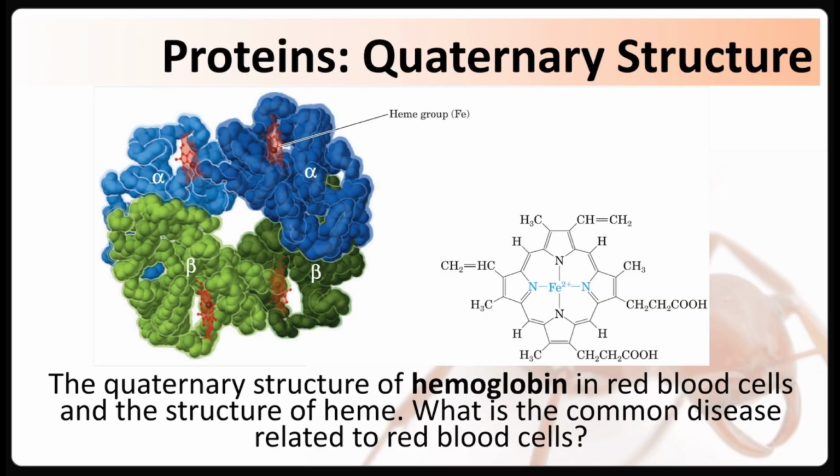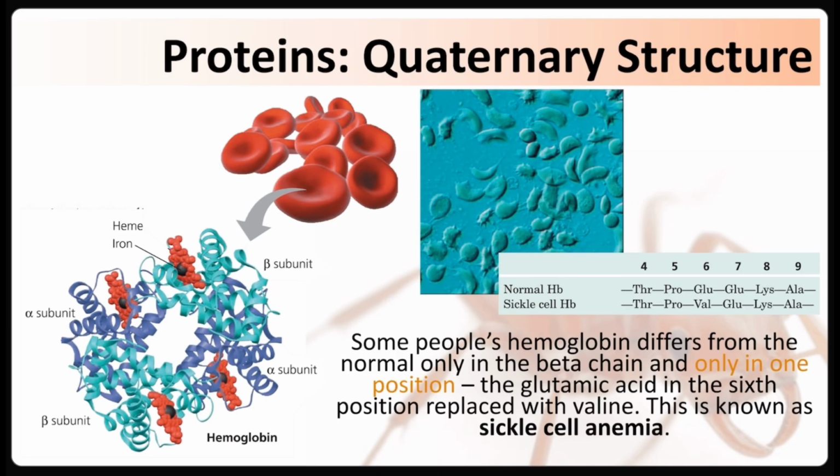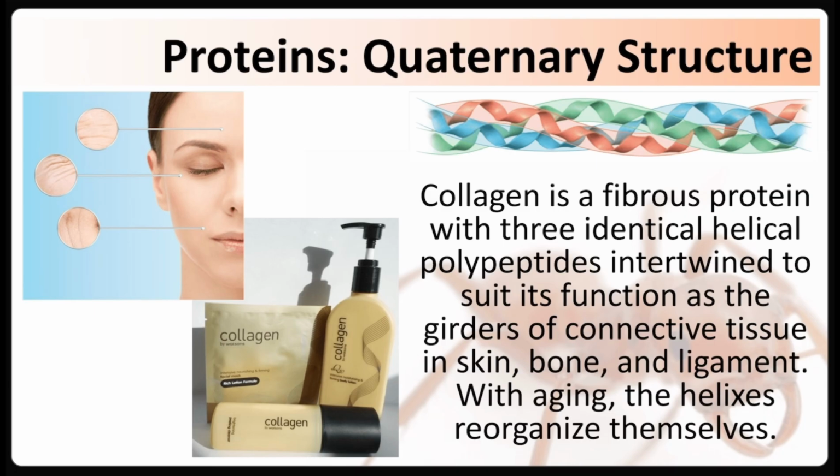Now, the quaternary structure of hemoglobin in red blood cells and the structure of heme. Now, what is the common disease related to red blood cells? Let's take a look. Some people's hemoglobin differs from the normal only in the beta chain and only in one position, which is the glutamic acid in the 6th position. It's replaced with valine. Now, this is known as sickle cell anemia. What does that imply? It implies that if there is a slight difference in the position of an amino acid, it changes its protein structure.